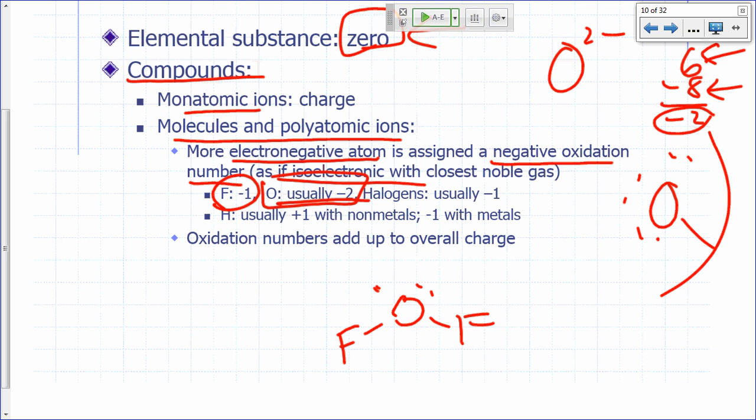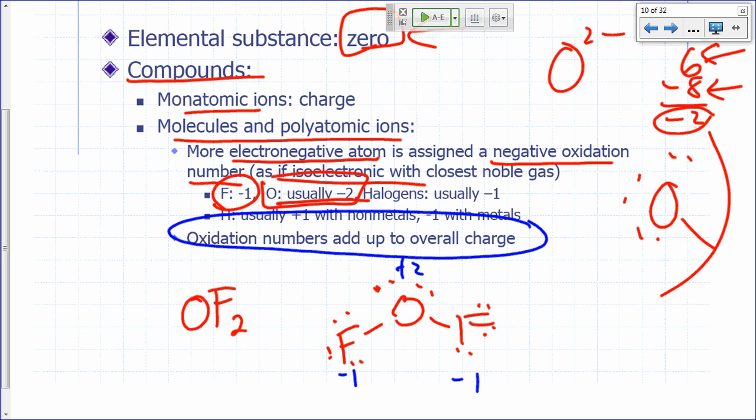So OF2, for example. What's the oxidation number of oxygen in OF2? Each fluorine is going to have an oxidation number of -1. Then the oxygen must have an oxidation number of +2. It's an important rule that oxidation numbers in a molecule or a polyatomic ion must all add up to the overall charge. So if you're dealing with a neutral molecule, all the oxidation numbers must add up to 0.